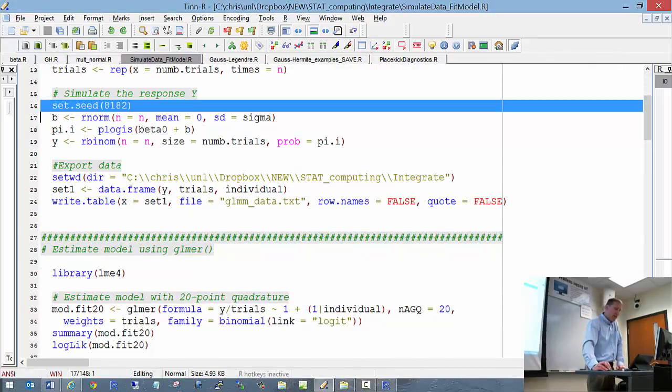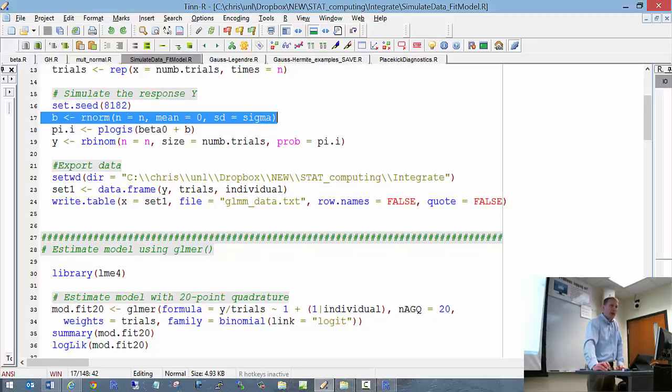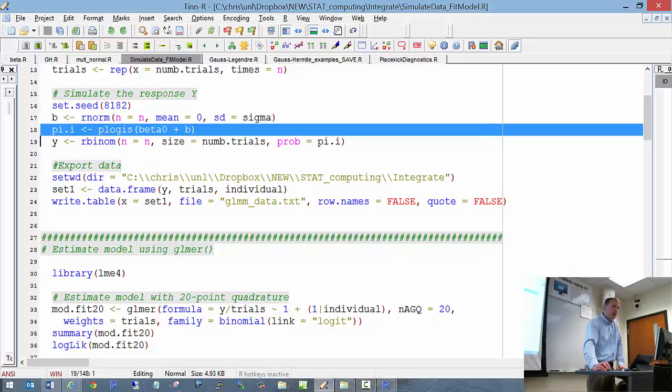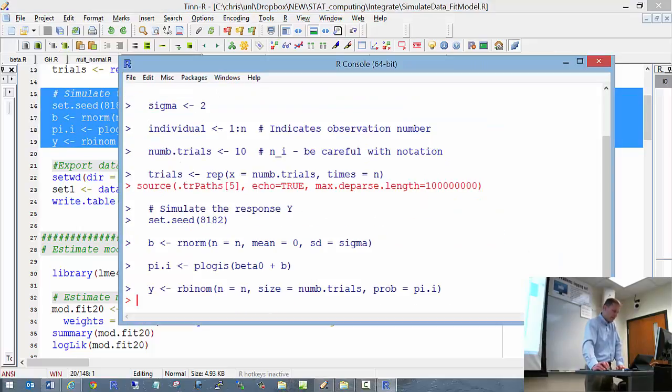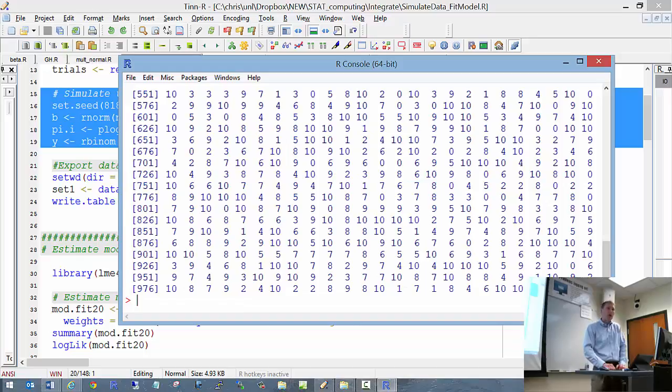I'm going to set a seed so I can reproduce my results. Then I'm going to generate my random effect for all n individuals. From that, I can use the plogis function to find my probability of success for every single individual. And then I'm going to simulate my binomial response for all individuals. So those are all my binomial responses.